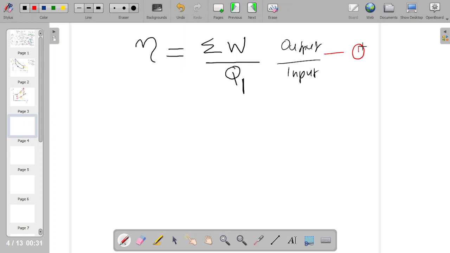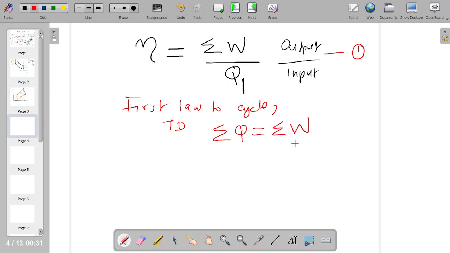Now from the first law of thermodynamics, first law is energy conservation. Energy can neither be created nor be destroyed. But when we are applying the first law to a cycle, by Joule's experiment, we have this expression: sigma Q is equal to sigma W, that is, the net heat transfer to the cycle is equal to the net work transfer.